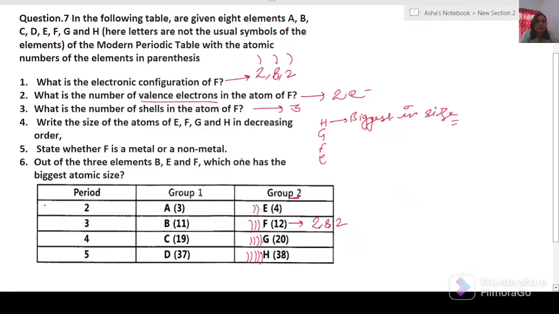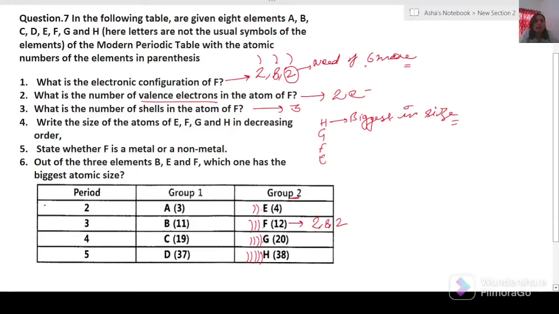State whether F is a metal or a non-metal. So the electronic configuration of F is 2,8,2. In the last shell it has only 2 electrons. It is in need of 6 more to complete its octet. But if any other atom has 6 electrons in its outermost shell, it will not give them to any other atom. They will try to gain instead.